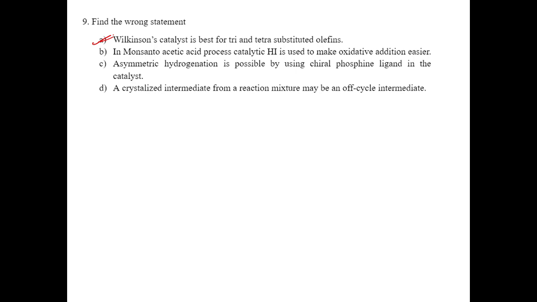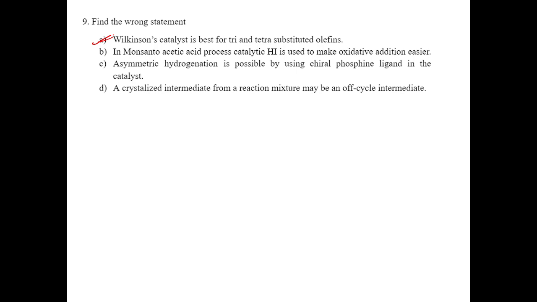And about asymmetric hydrogenation, I already told you that it is possible when a chiral phosphine ligand is present. And a crystallized intermediate from a reaction mixture may be an off-cycle intermediate. Off-cycle means it is not a part of the catalytic cycle.